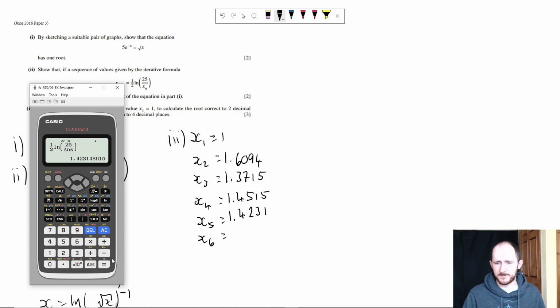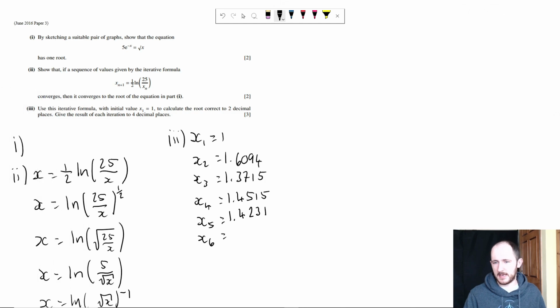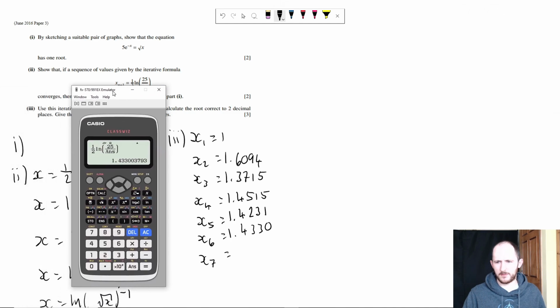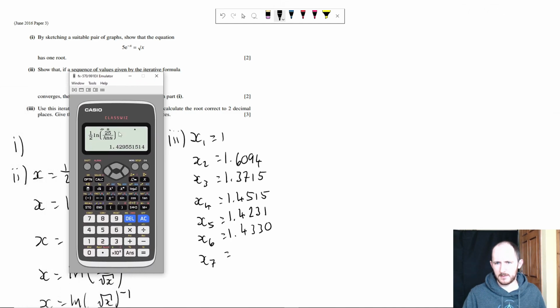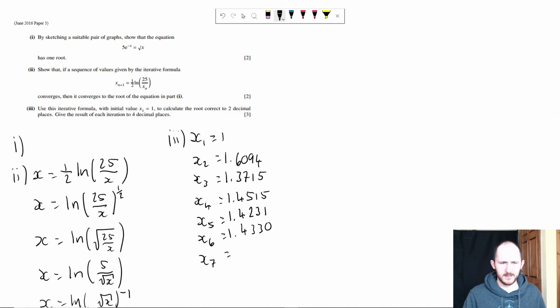And again, we want to make sure it rounds to the same number in 2 decimal places. So right now it doesn't. 1.4330. Okay, we're getting really close now. So 423. Yeah, so we've got 4.2 and then 4.3. Interesting, okay. So it looks like we have got our solution.